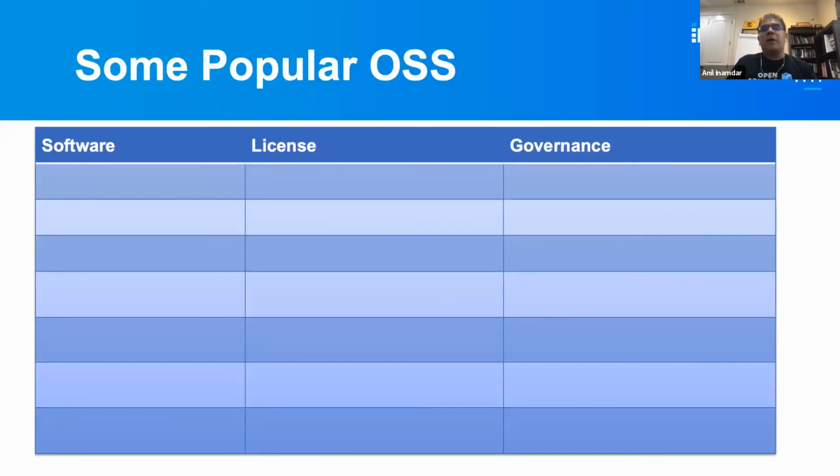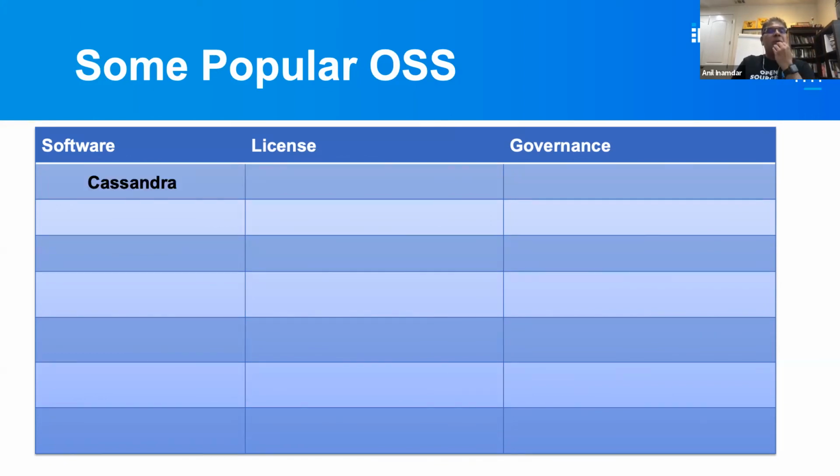All right, so this part was supposed to be interactive, but I think I'll just go like that, okay? Because we are virtual. But I wanted to run through some popular open source software and see who owns the license and who owns the governance. Say Cassandra, okay?